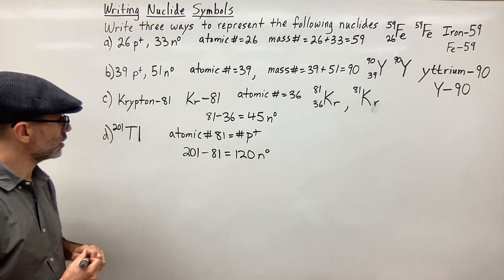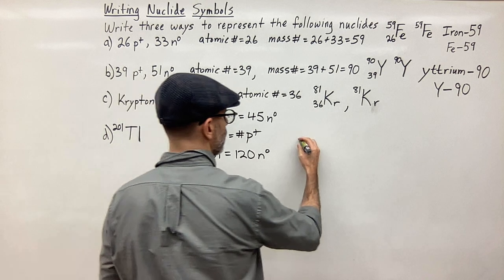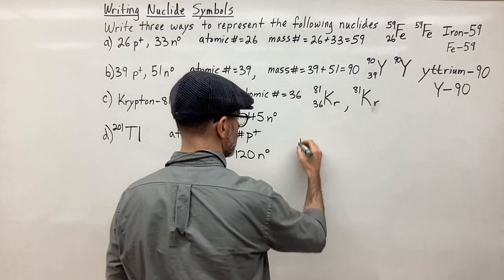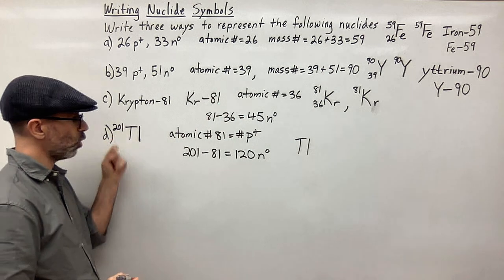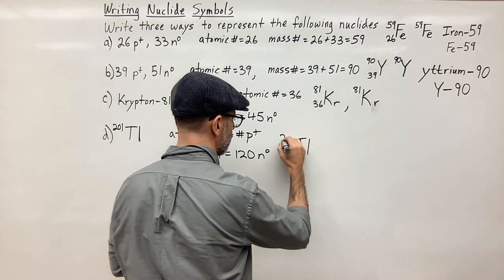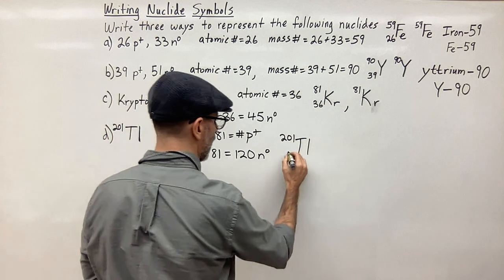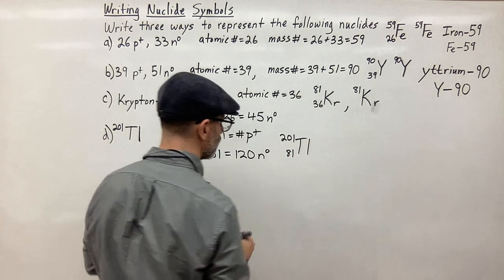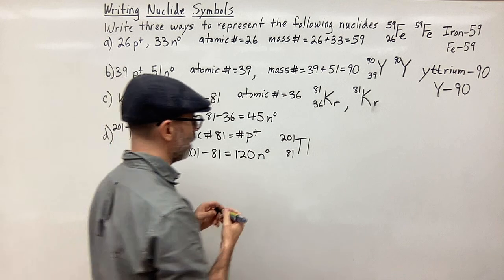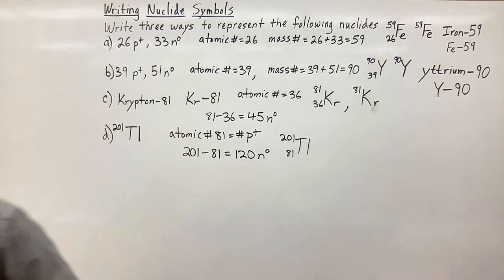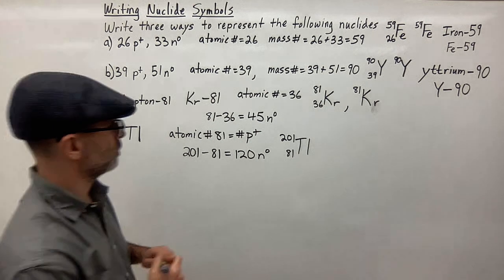Now let's write our symbols. So the representation of this nuclide, we would write with Tl. And again, we could have 201 on the top. That's our mass number, 201, with the atomic number 81 on the bottom. That's another way. Or you could write out the name of this element, which is thallium.